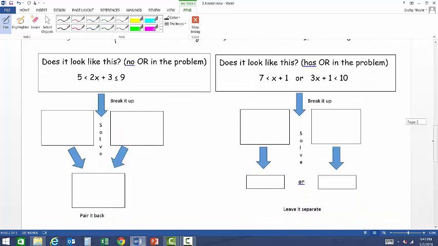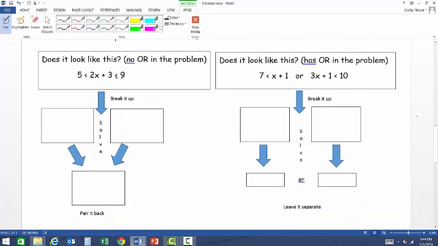So we're actually going to move on and we're going to talk about how to do the math with these problems. We'll start with the left one. We're going to show a trick to help you solve this inequality. So what we don't like is in the middle, it's not just x. It says 2x plus 3. Well, we don't like that. We want x to be alone. So you need to break it up.